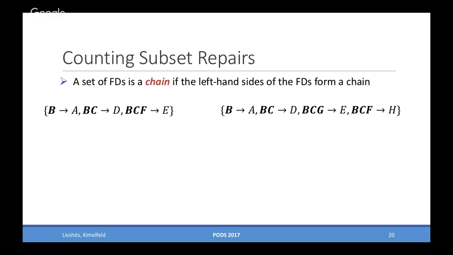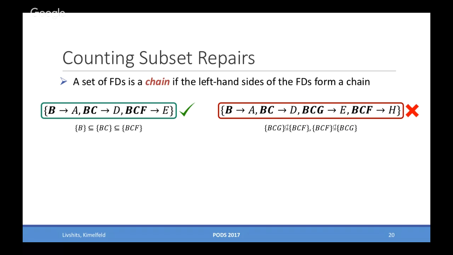So, for example, the left set of functional dependencies is a chain because you can see that B is contained in BC and BC is contained in BCF, right? So the left-hand sides of the functional dependencies form a chain. So if this is the set of functional dependencies in the schema, then we have a polynomial time algorithm for counting the number of subset repairs. The other set of functional dependencies is not a chain because you can see that BCG is not contained in BCF and BCF is not contained in BCG. So if this is the set of functional dependencies in the schema, then the problem of counting the number of subset repairs is #P-complete.